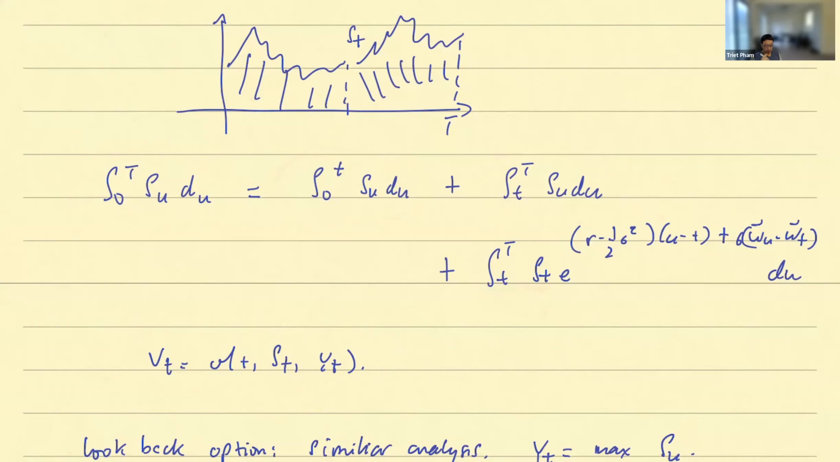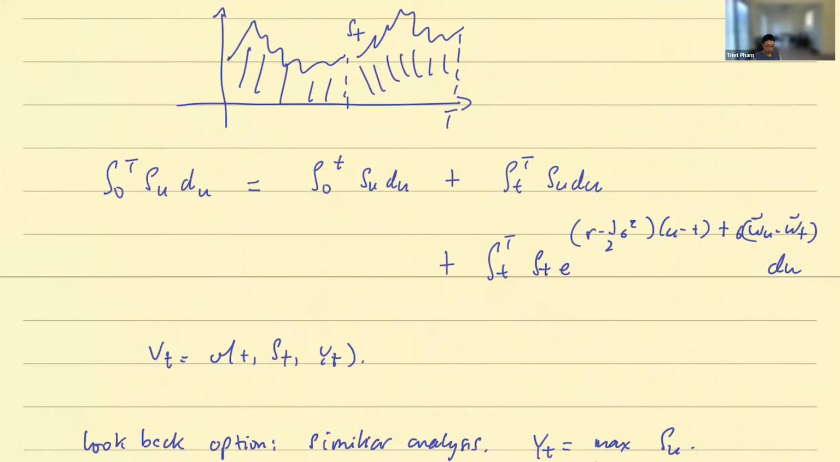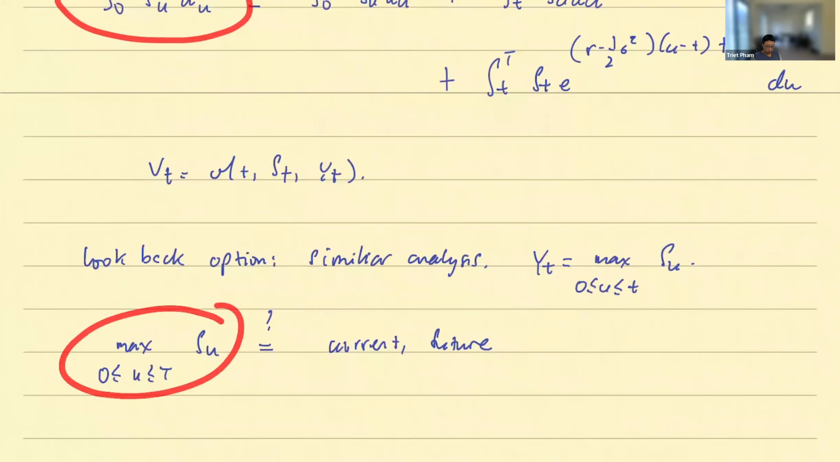Now, I'm saying that the lookback option is a similar analysis, but clearly the same operation does not apply. Yes, there's no integral here. So even though I say it's similar, it may not be, right? Because if there's no way for you to combine a future max with, let's say, the current max plus some part of the future.